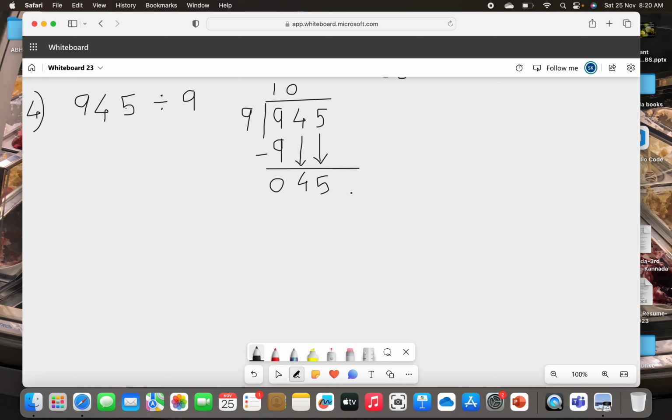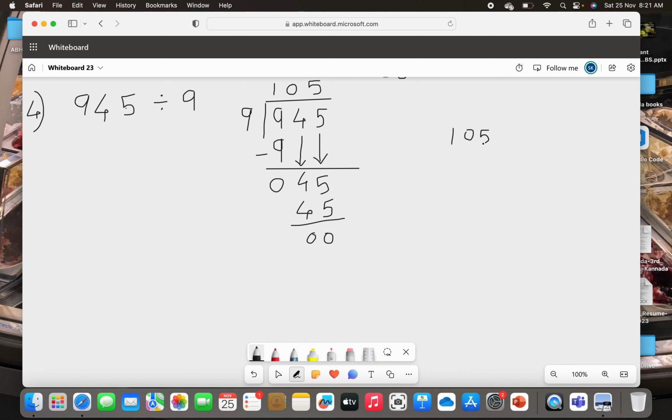And how do you get 45 divided by 9? 9 times 1 is 9, 9 times 2 is 18, 9 times 3 is 27, 9 times 4 is 36, 9 times 5 is 45. Remainder 0. Now, how do you check if your answer is correct?